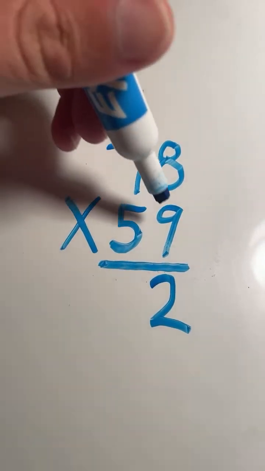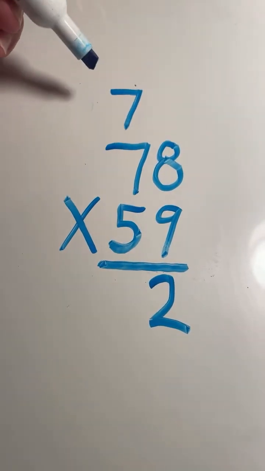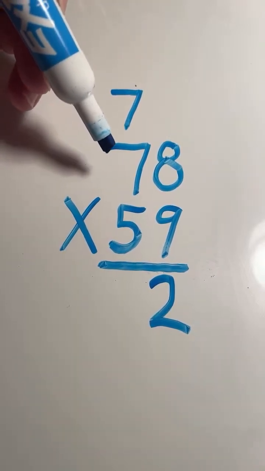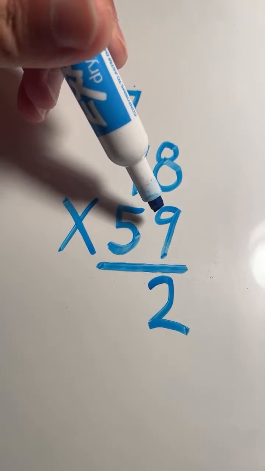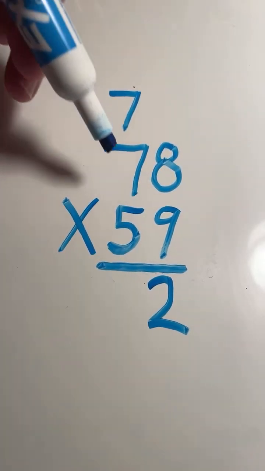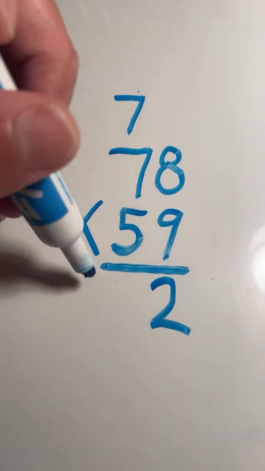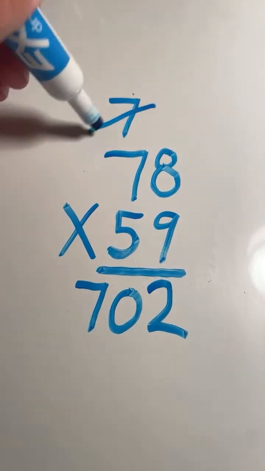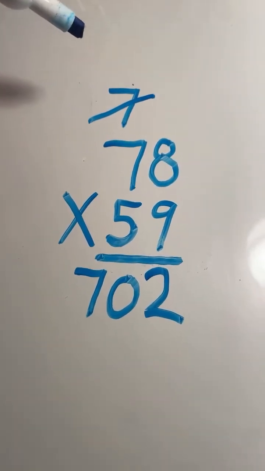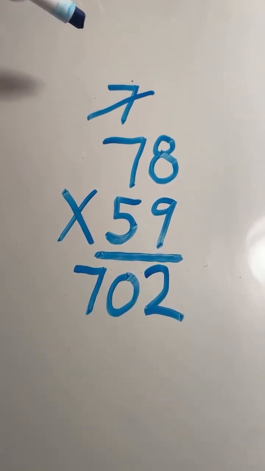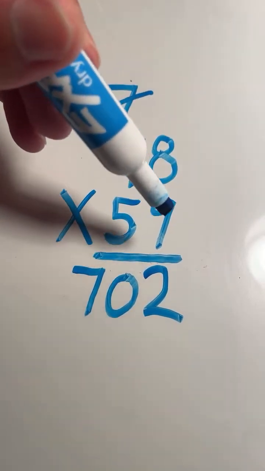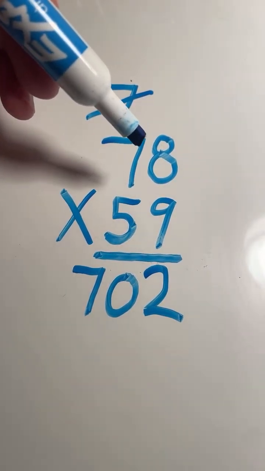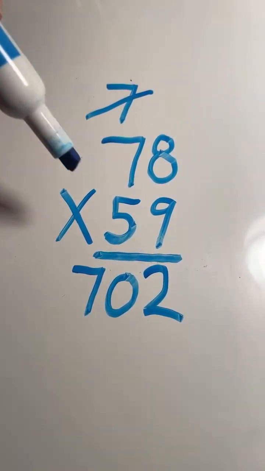Next, we're going to multiply 7 times 9, and then the 7 that we carried over, we have to add that to our answer. So 7 times 9 equals 63. We have to add the 7 that we carried over. 63 plus 7 equals 70. So far we have multiplied 78 times 9. We've multiplied the top 2 digits times the bottom digit in the ones place. Next, we have to multiply the top 2 digits times the bottom digit in the tens place.